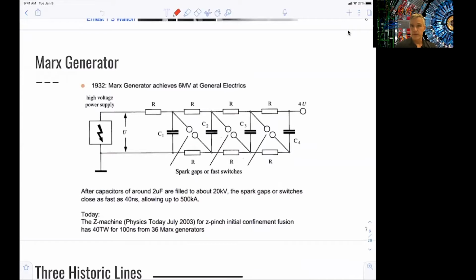So while those developments are 80 or 90 years old, if you go to a Physics Today article from 2003, you see that a machine like this is being used in order to create the initial confinement for fusion reactors, and the total power is rather fascinating. It's 4 terawatts, which can be released in 100 nanoseconds from a larger number of those Marx generators.